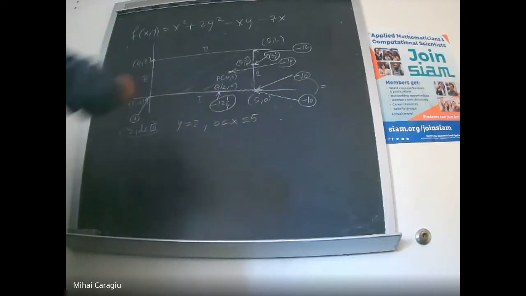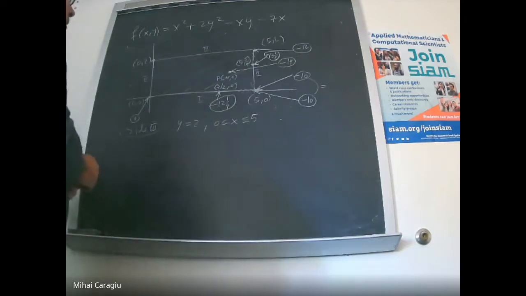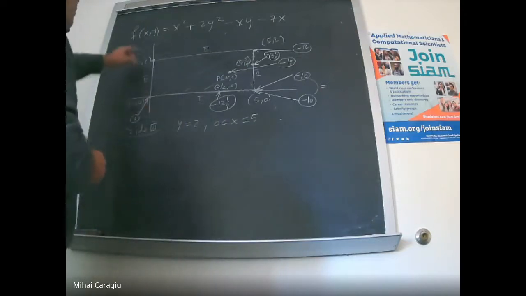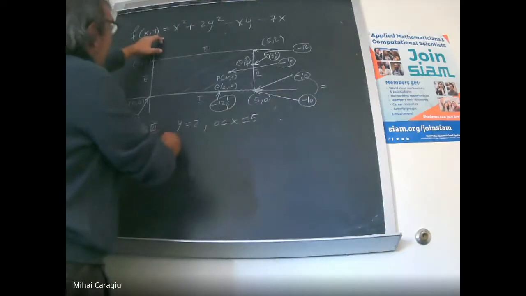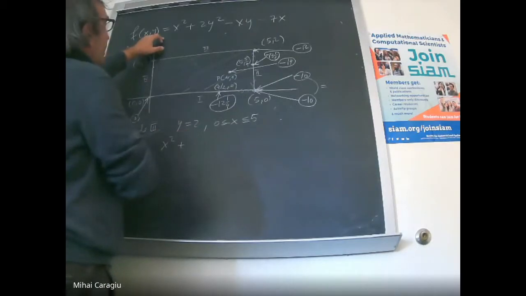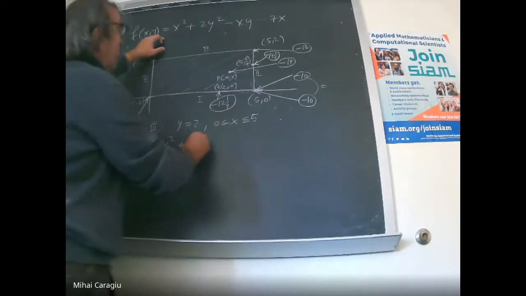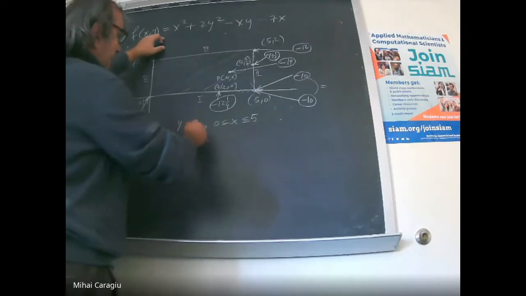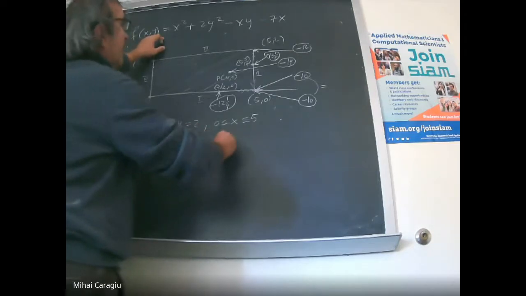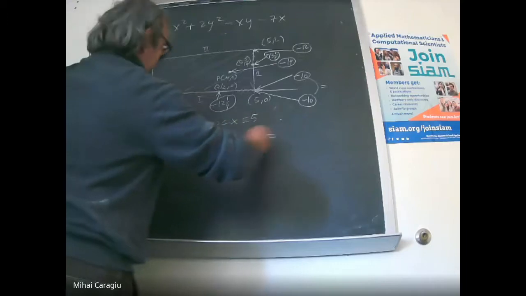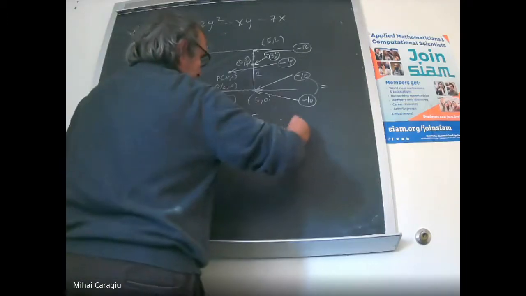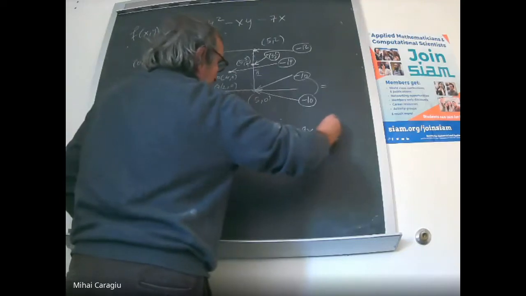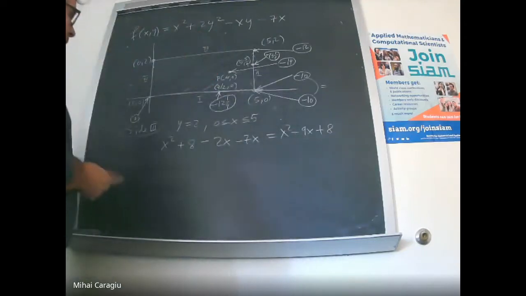So we got a function of one variable, which is what? Set y equals 2, and x is x. So we get x squared plus 2 times y squared plus 8 minus, if y equals 2, minus 2x minus 7x, and it will be x squared minus 9x plus 8. Okay, x between 0 and 5.